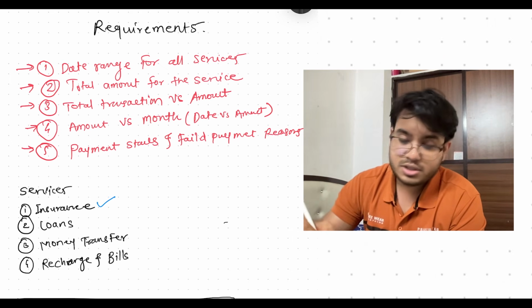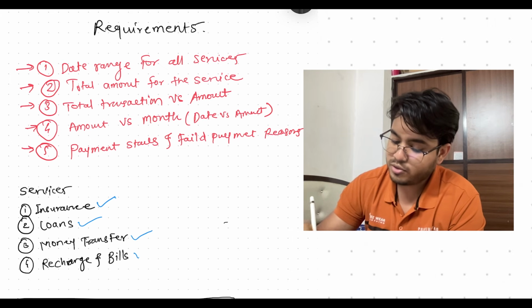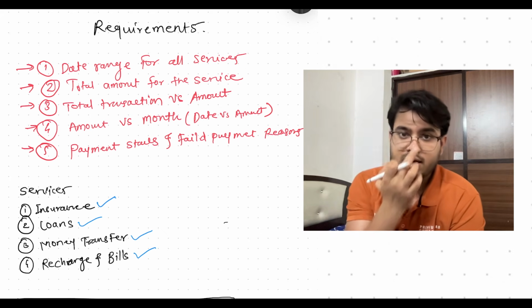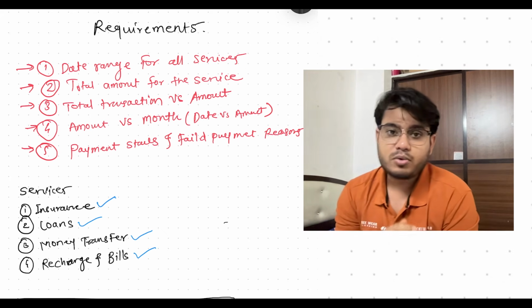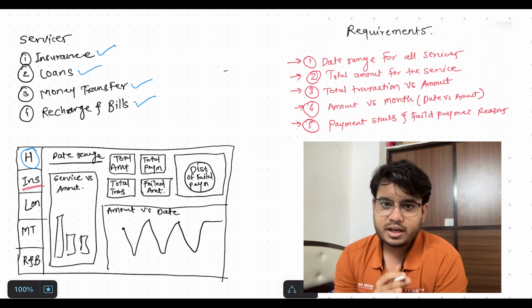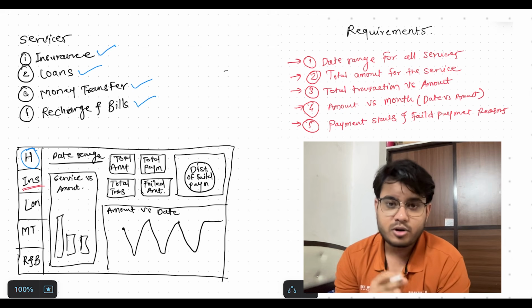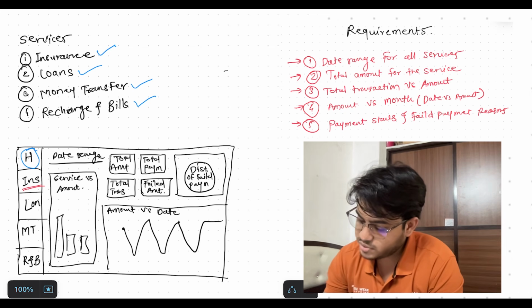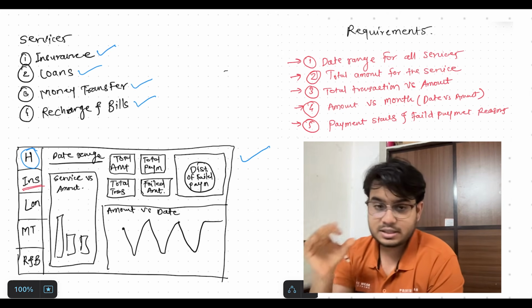First is our insurance, number two is loans, third is money transfer, and fourth will be recharge and bills. The data will be given to us and we are going to solve that for sure, but let's understand what we are going to create here. So there will be four services, and for those 4 services we are going to create a dashboard.